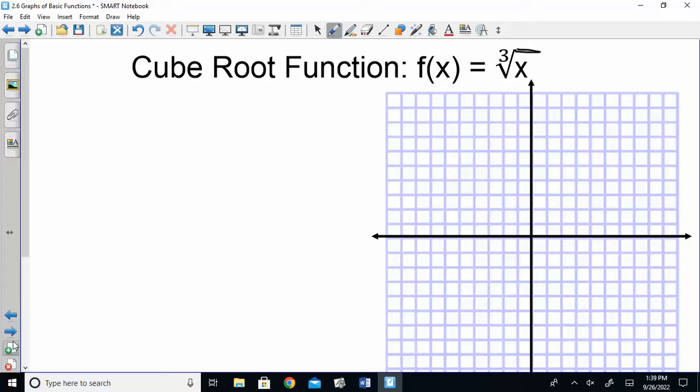Cube root. Can you do the cube root of negative numbers? Yes. You can't do even roots with negatives, but you can do the odd roots. Okay, so we just have to figure out what we can plug in here. So the cube root of 0. Cube root of 1. What's another positive number we can plug in? 8. Cube root of 8 is 2. All right, what's the cube root of negative 1? Negative 1. Cube root of negative 8.